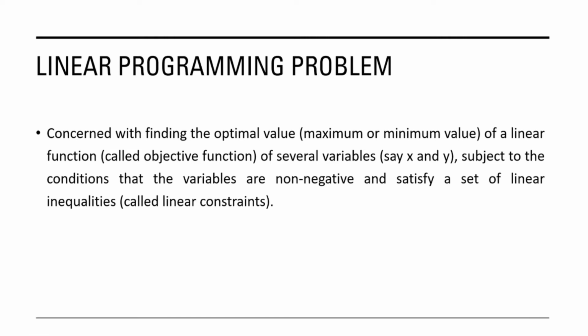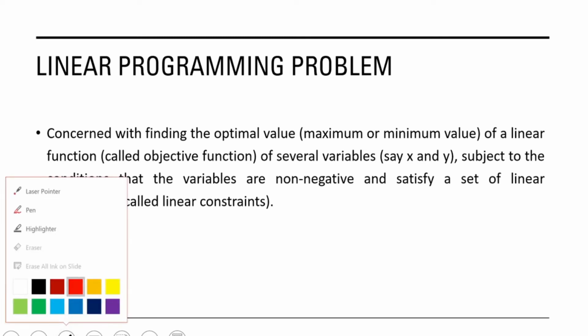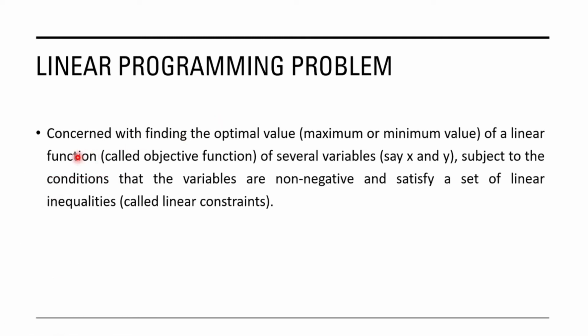A linear programming problem is concerned with finding the optimal value of a linear function. This optimal value can either be the maximum value or the minimum value of a linear function. The linear function is called the objective function of several variables, say x and y, subject to the conditions that the variables are non-negative and satisfy a set of linear inequalities called linear constraints.